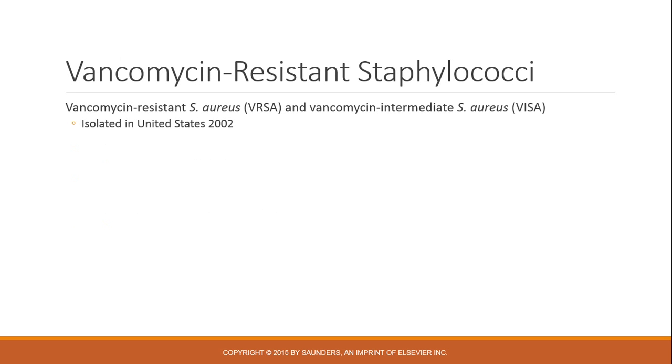Vancomycin-resistant MRSA, this was isolated in 2002, and it's a big deal because there's not much else that we can treat with other than vancomycin. So if you have an isolate that's vancomycin-resistant, a red flag needs to go off, and you want to make sure that that is, in fact, resistant to vancomycin, and it's not contaminated or something happened, because that's a big deal right there.